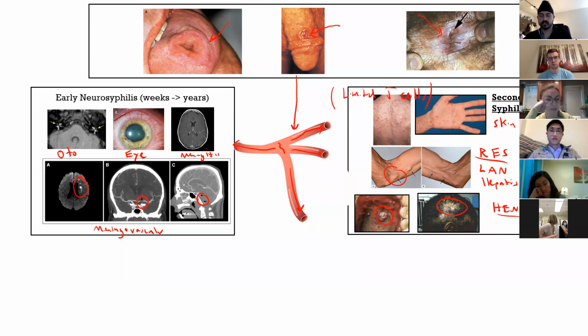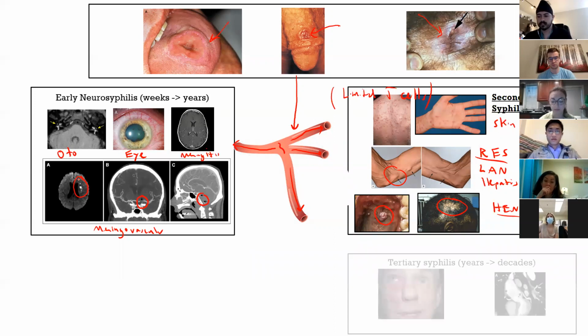It sounds like it's mostly due to invasion of your meninges, and then invasion into your micro and macro vasculature in your brain, causing an inflammatory reaction of vasculitis, which then causes thrombosis and stenosis. So that's really the reason why we care so much about syphilis, the meningovascular involvement, and that these patients, if untreated, can have a stroke from it.